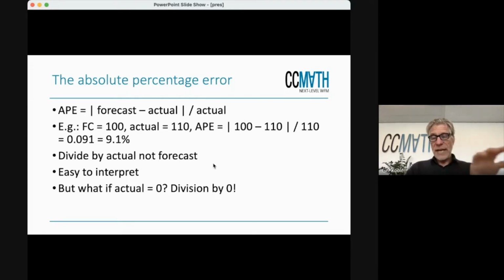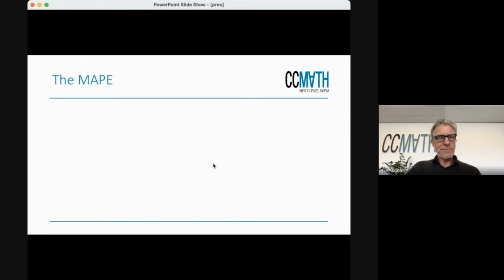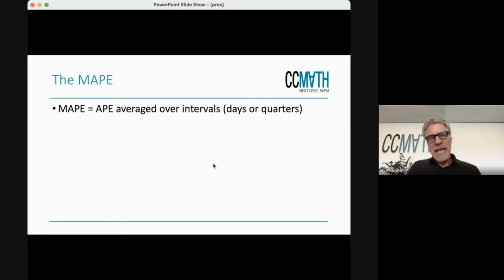And statisticians actually came up with all kinds of solutions for this division by 0 problem. If you think of the MAPE, the mean absolute percentage error, that's simply the APE over multiple intervals, averaged. And then you right away might run into this problem, because if you have one interval with an actual of 0, then, well, I learned at school division by 0 is nonsense. So then indeed you get an error. In Excel you would get a div by 0 error.